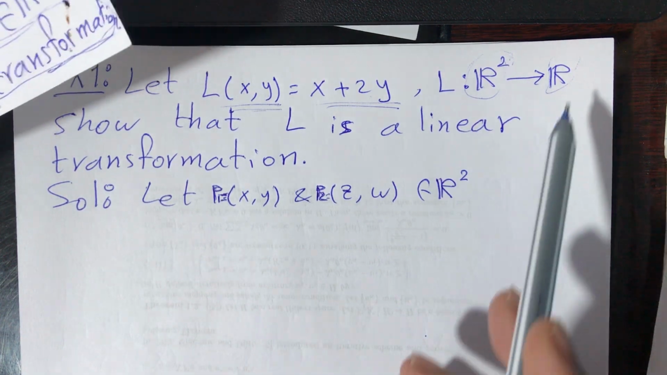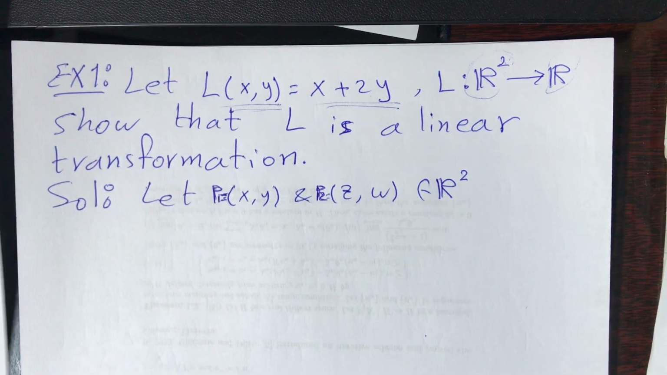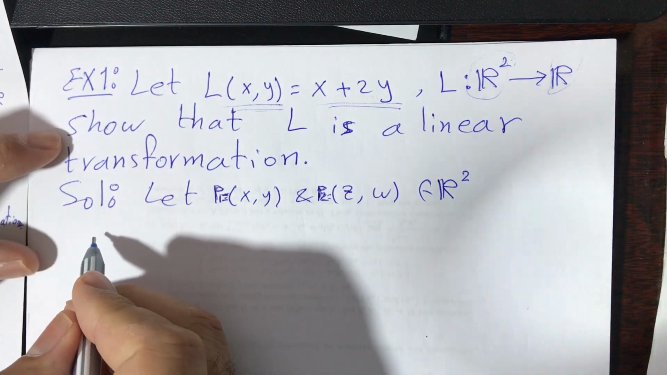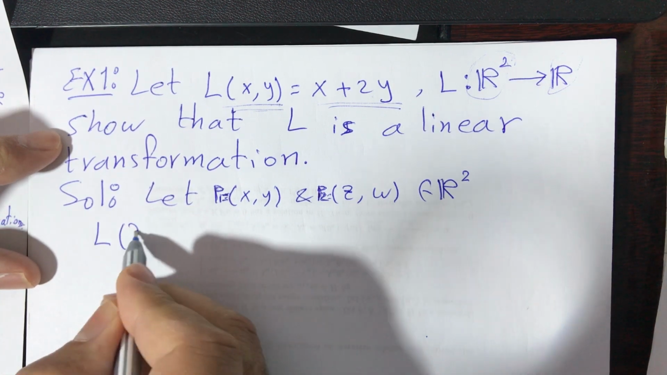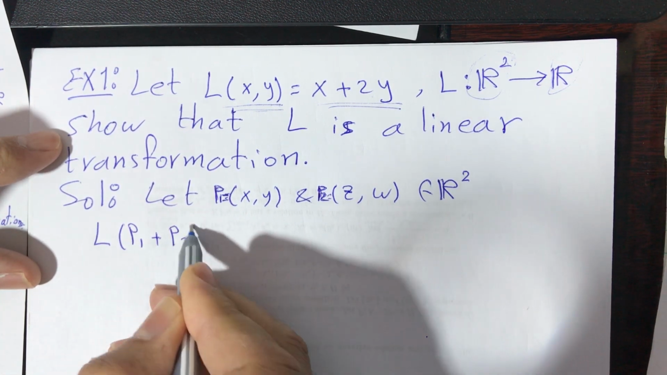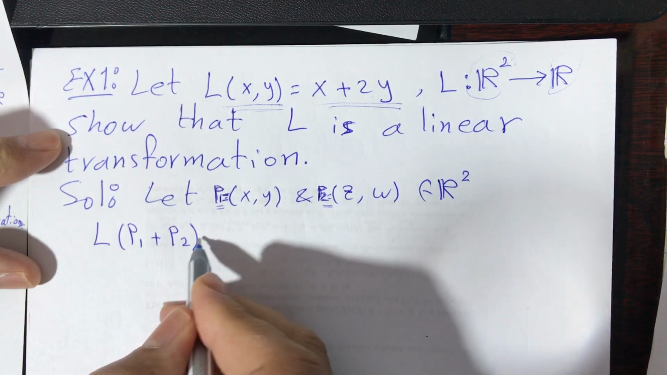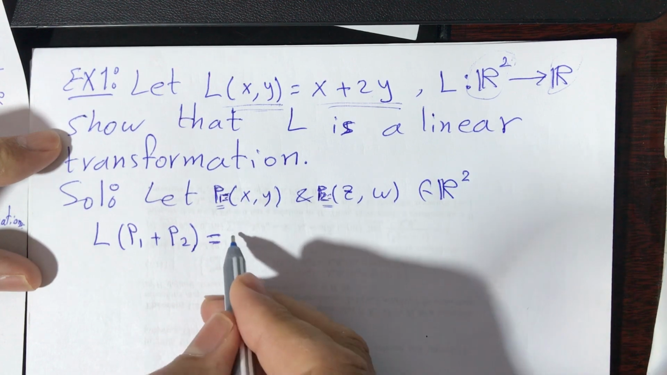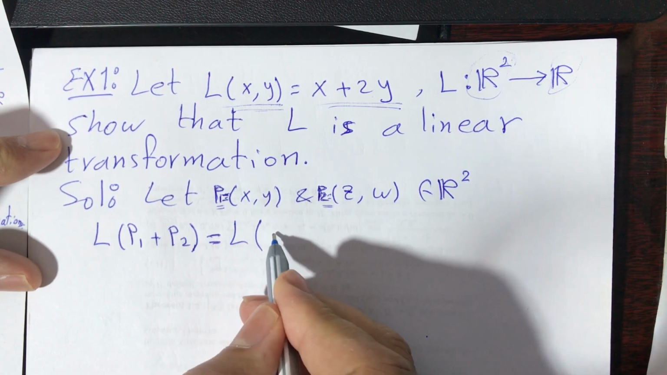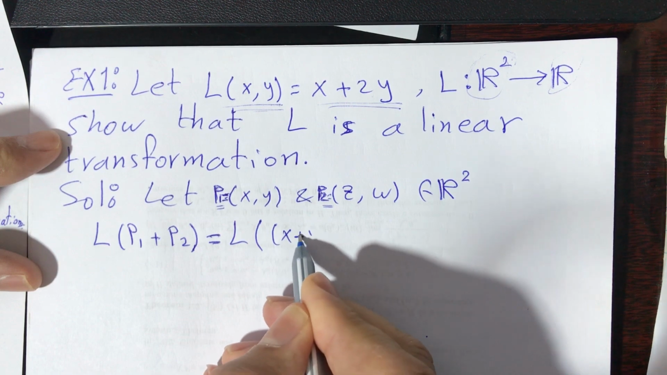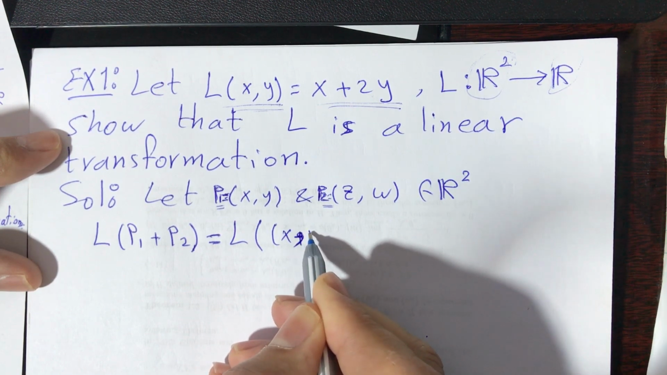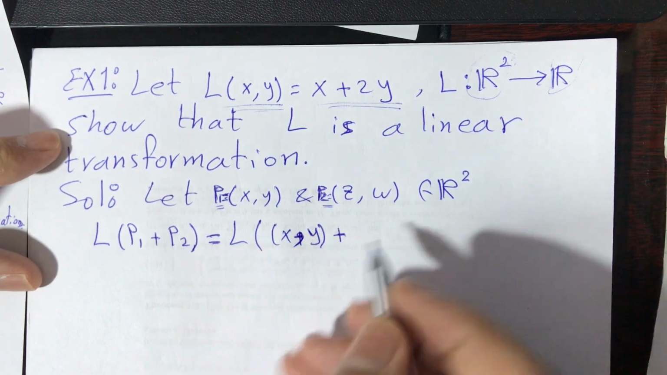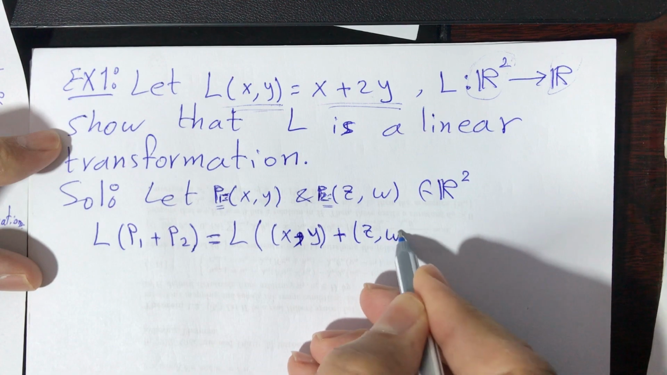And the output should be in R. So now I try to make L of P1 plus P2, where this is P1 and this is P2, equal to, substituting here, L of P1 is equal to L of x, y, x plus y. This is P1 plus P2, this is z, w.